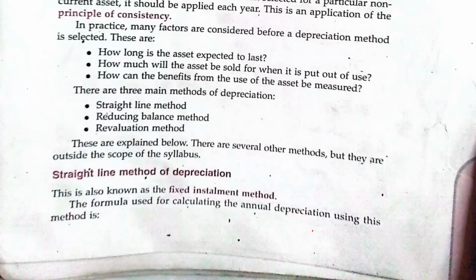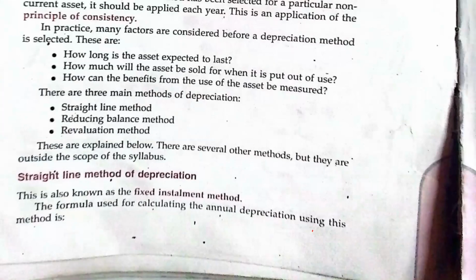Okay, let's have the straight line method. Before we go any further and look at the straight line method, do you have any questions? No, not really. Okay, right. So let's have the straight line method. The straight line method is also called the fixed installment method. That's the other name. You may still call it the fixed installment method.